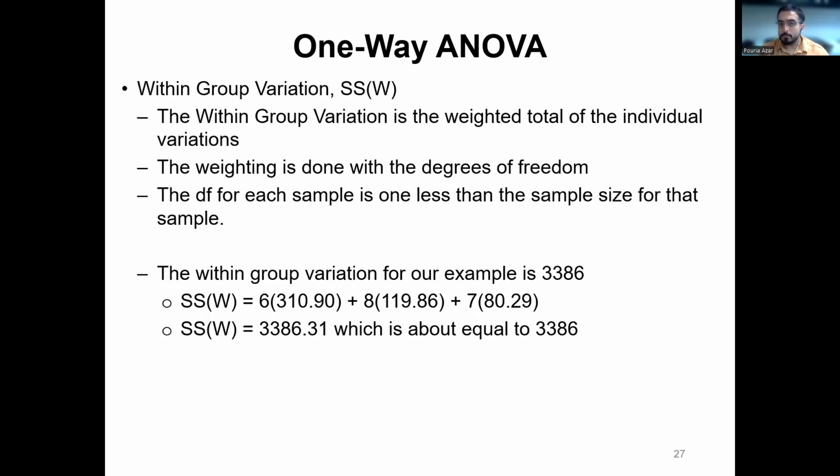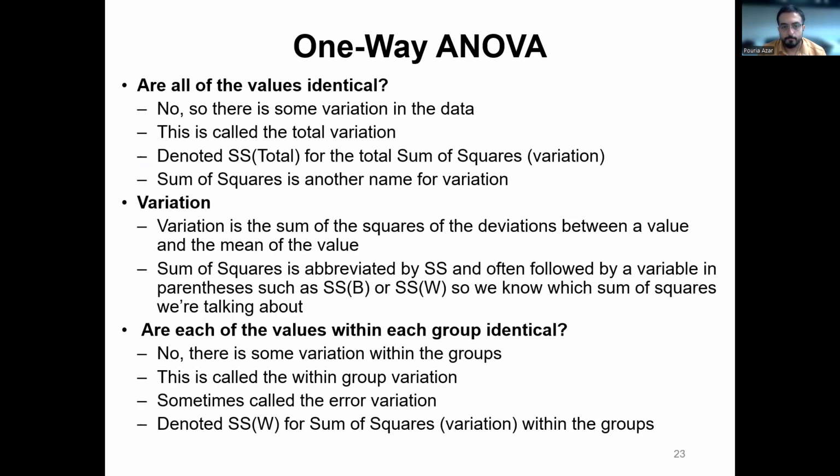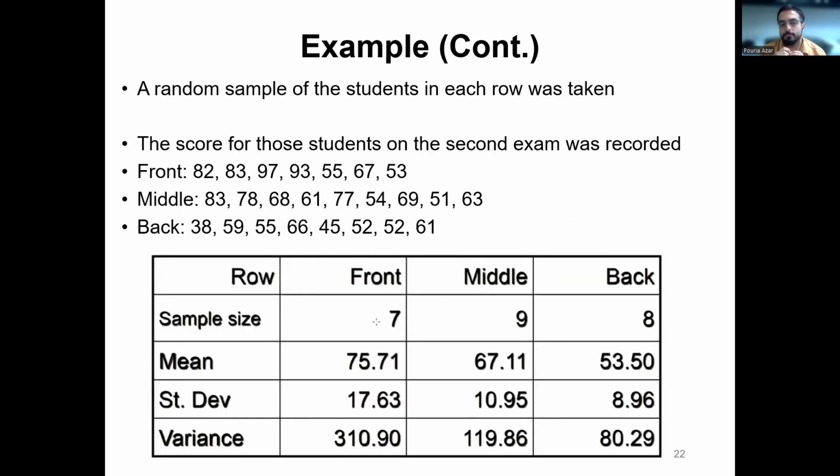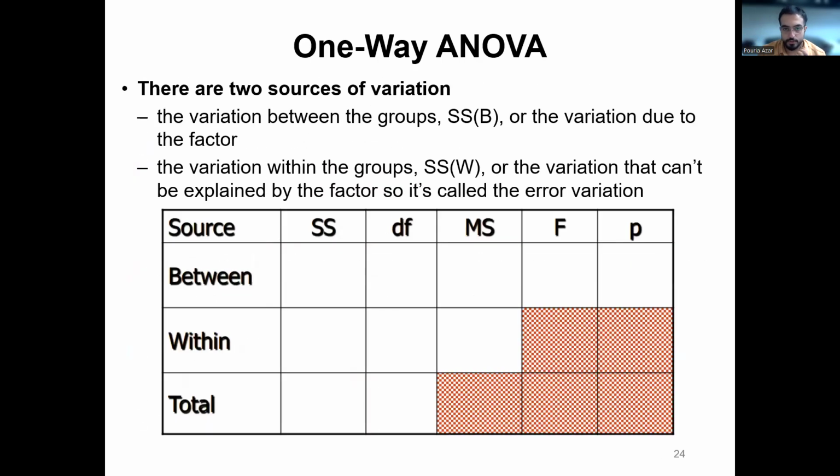But for the sum of squares within group, we are multiplying the difference between the mean and the grand mean by the degrees of freedom. The degree of freedom for each sample is one less than the sample size. For example, the degree of freedom for the front row will be 7 minus 1, 6. For the middle row, 9 minus 1, 8. For the back row, it's 8 minus 1, 7. So that's the degree of freedom for each group.